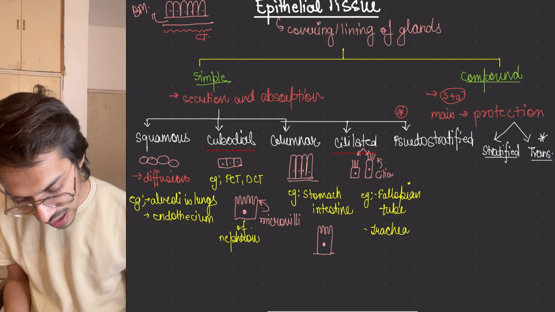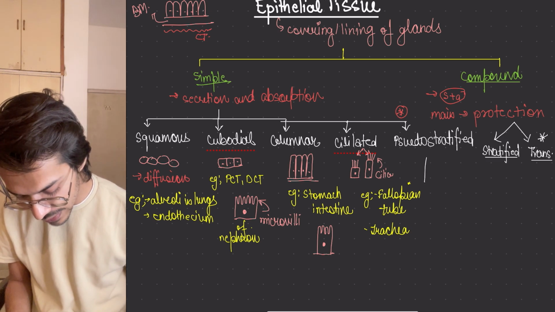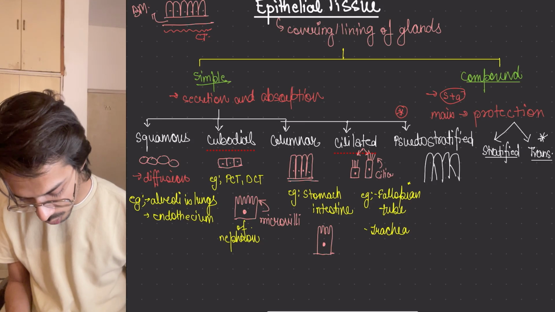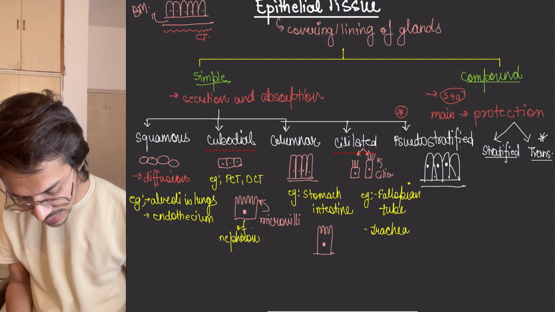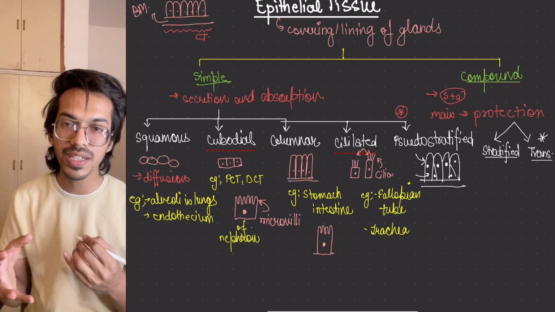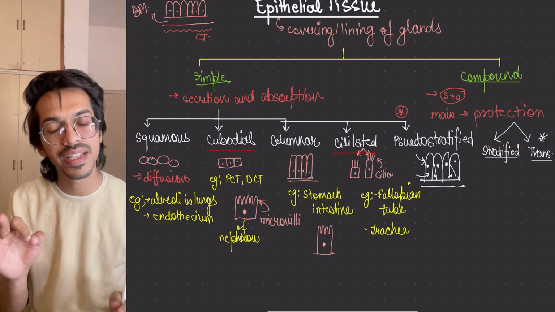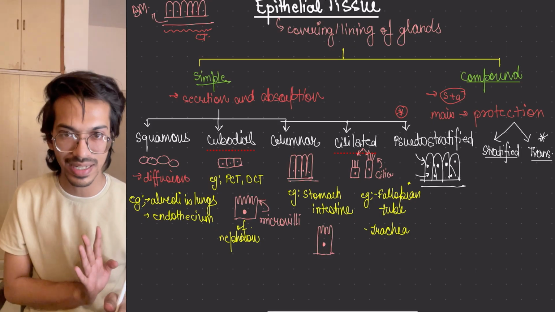So if someone asks what is pseudostratified, it means certain tissue in which the nuclei are at different levels. Can you see that this cell has a lower-level nucleus and this cell has a higher-level nucleus? So it appears like two different layers are present, but in reality it is a single layer because there is a single basement membrane.